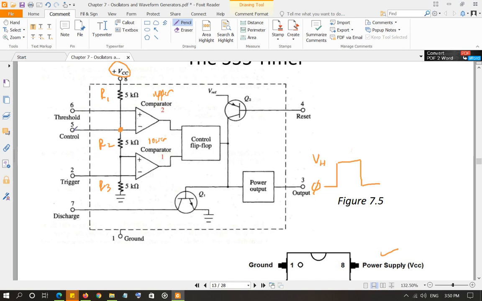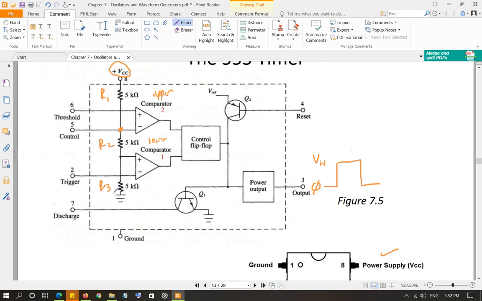Okay, so if you do not use the control input, what's going to happen? VCC is going to control the voltage that will appear at the inverting input of the upper comparator, as well as the non-inverting input of the lower comparator, if you don't apply any signal over here. If you do apply a signal over here, of course that signal is going to appear here, and then that signal is going to control the rest of the voltages.